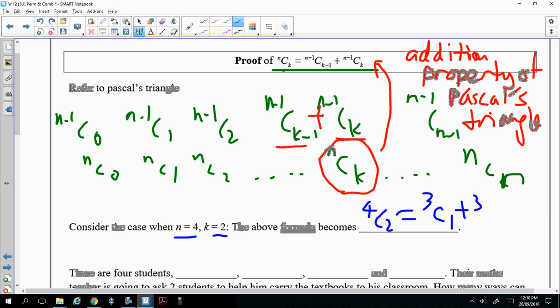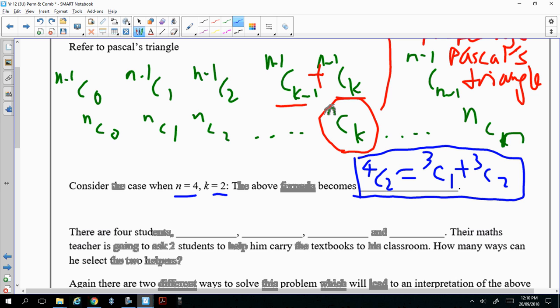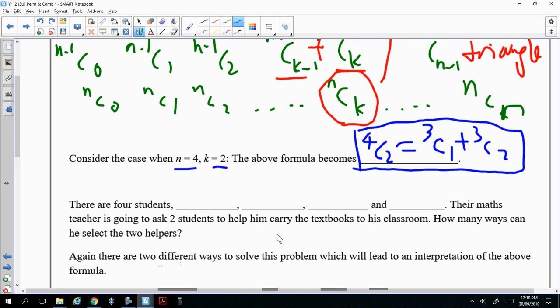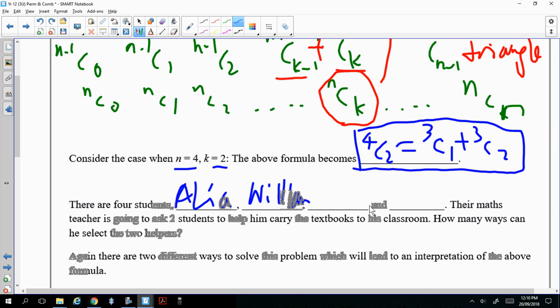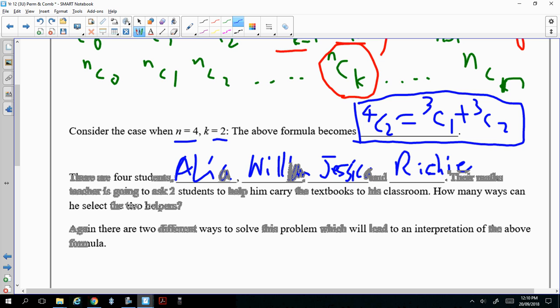And again, why is it equal? You can make up an interesting story about it. Okay, there are 4 students. Who wants to volunteer? All right, Alia, good. Next person. William, good. Jessica. And Richie, okay, excellent. So we'll now have all different letters: A, W, J, R. All right, so the math teacher is going to ask 2 students to help him carry the textbooks to his classroom. How many different ways can he select the 2 helpers?